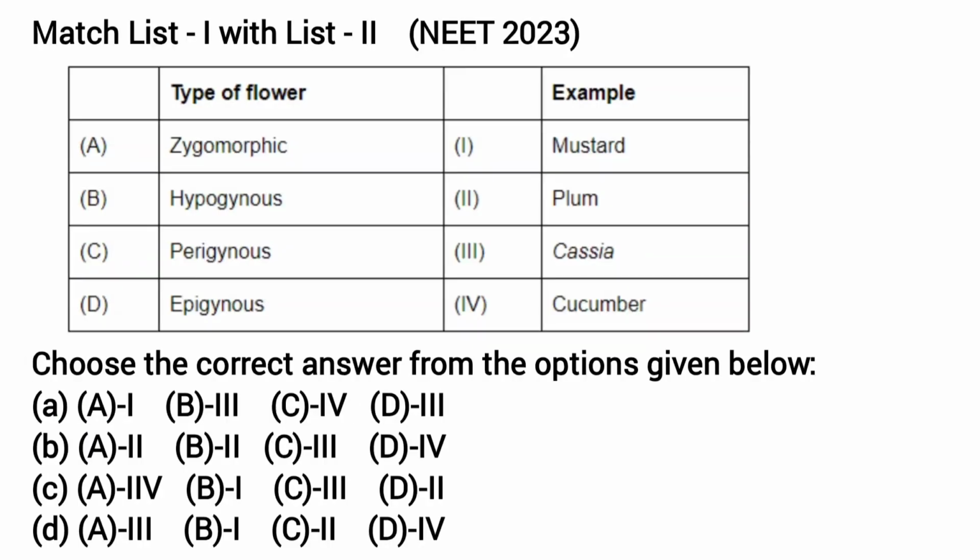We'll move on to the next question, that is, match list 1 with list 2. So in list 1, different symmetry is given and in list 2, the examples are given. So to answer this question, you have to have knowledge of examples of flowers which show different symmetry. So first one, zygomorphic symmetry. You know the meaning of zygomorphic symmetry, isn't it? It's a condition where the flower can be divided into 2 equal halves only in one plane. And the example for that is cassia. So A matches with 3 and that is given in only option D. So easily you can take option D as the correct answer for this question.